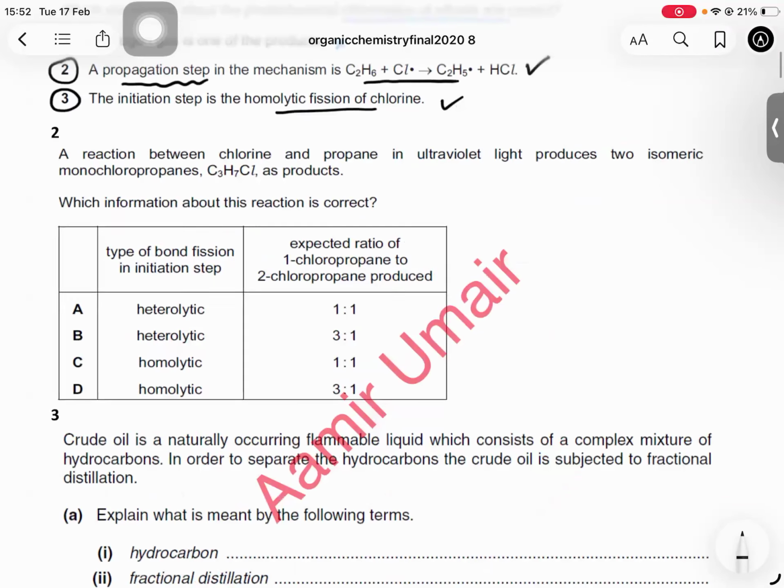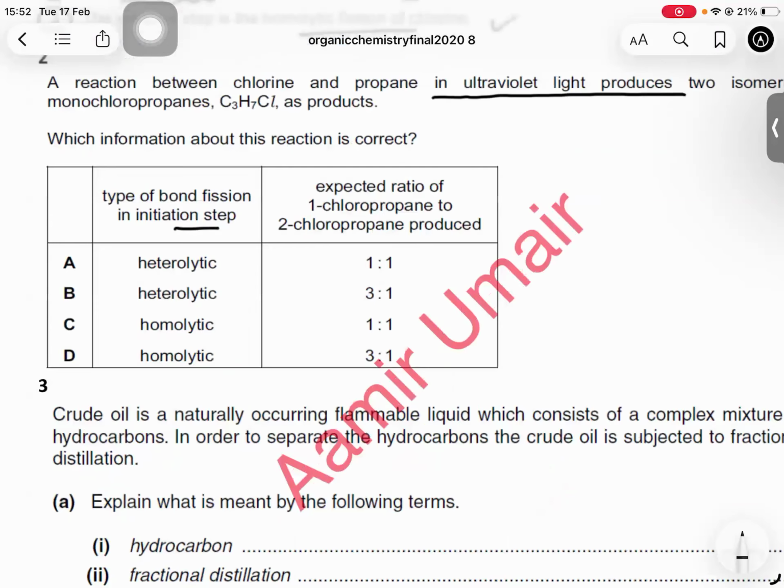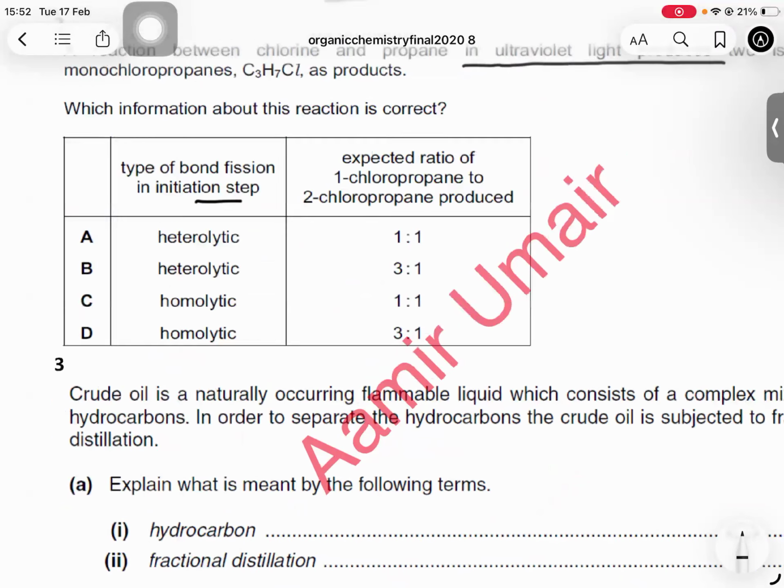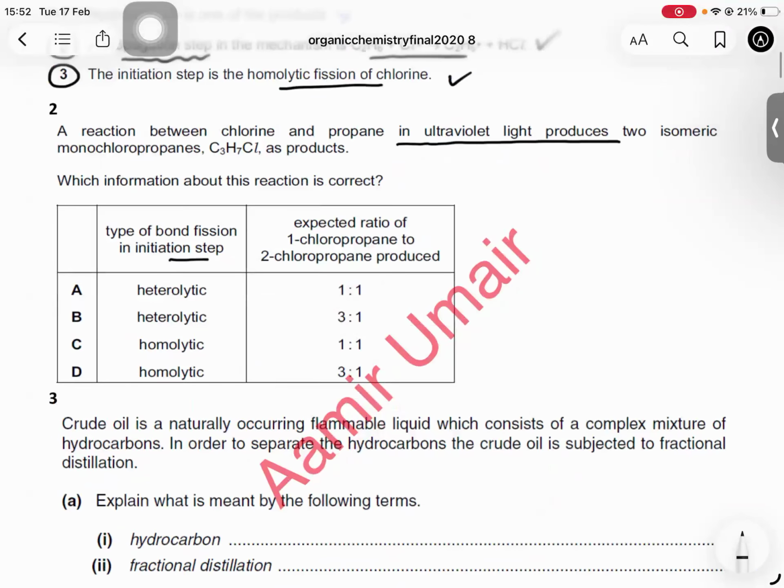Now come to this. A reaction between chlorine and propane in ultraviolet light produces two isomeric monochloropropanes as the products. What type of bond fission takes place in the step of initiation? Can you tell me what type of initiation? No, this is the homolytic fission. This is C3H7Cl. This is propane, bacho. CH3, CH2. Let me explain it.